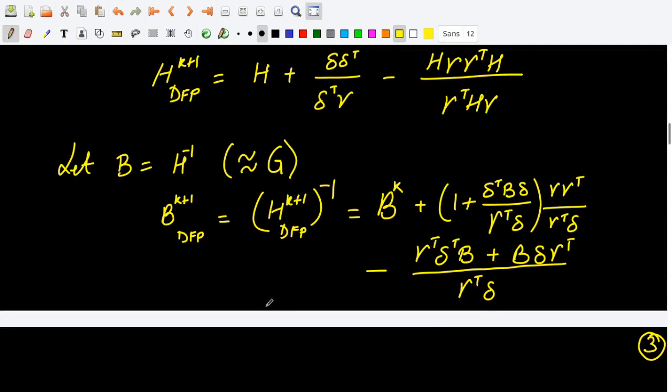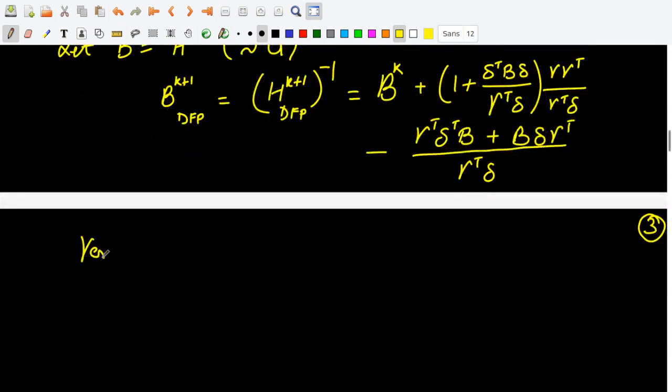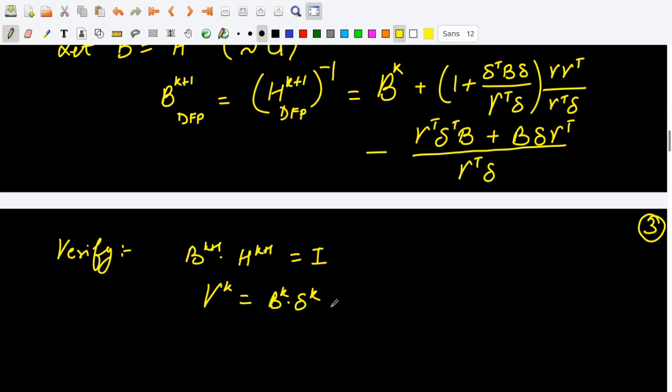And one can also verify, so first of all we can verify that these two matrices that we wrote are inverse of each other, and we can also verify that gamma k is equal to Bk delta k, which is just the quasi-Newton condition, but I have taken H to the other side, and its inverse is B. These are some things which are somewhat easier to verify. You just plug in the formulas and simplify, and you should be able to verify.